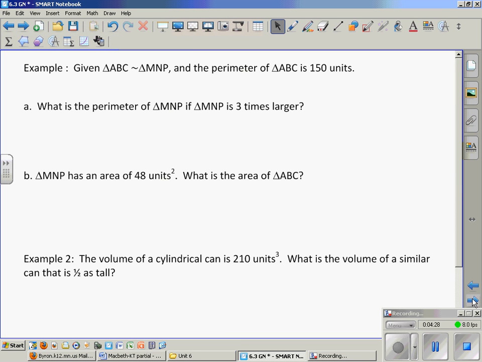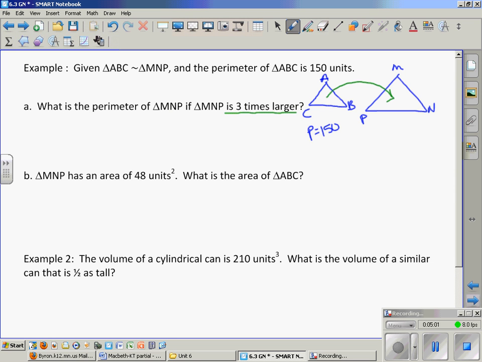Now, if we are given triangle ABC is similar to triangle MNP, and we're given the perimeter of ABC is 150. We have no idea what the different lengths are. We just know the perimeter. Sketch yourself a quick picture. ABC, MNP. Perimeter here is 150. What is the perimeter of MNP if it is 3 times larger?